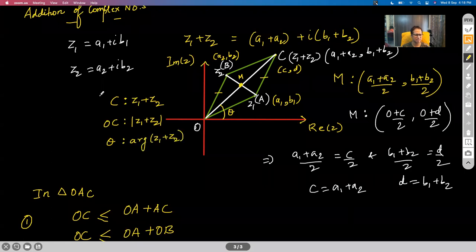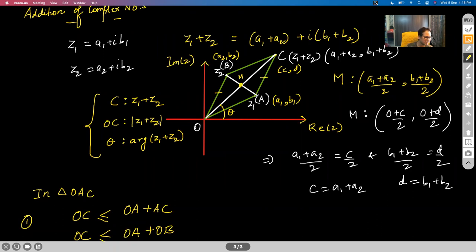By the way, many people ask me this question: sir, is there any relationship between argument of Z1 and argument of Z2 with argument of Z1 plus Z2? No such relation, because the parallelogram can be of various shapes and sizes. Of course, whatever relation you know between the angles possible for a parallelogram, the same set of relations will hold true. But there's no fixed relation like that. So as of now, I will say no such relation exists.